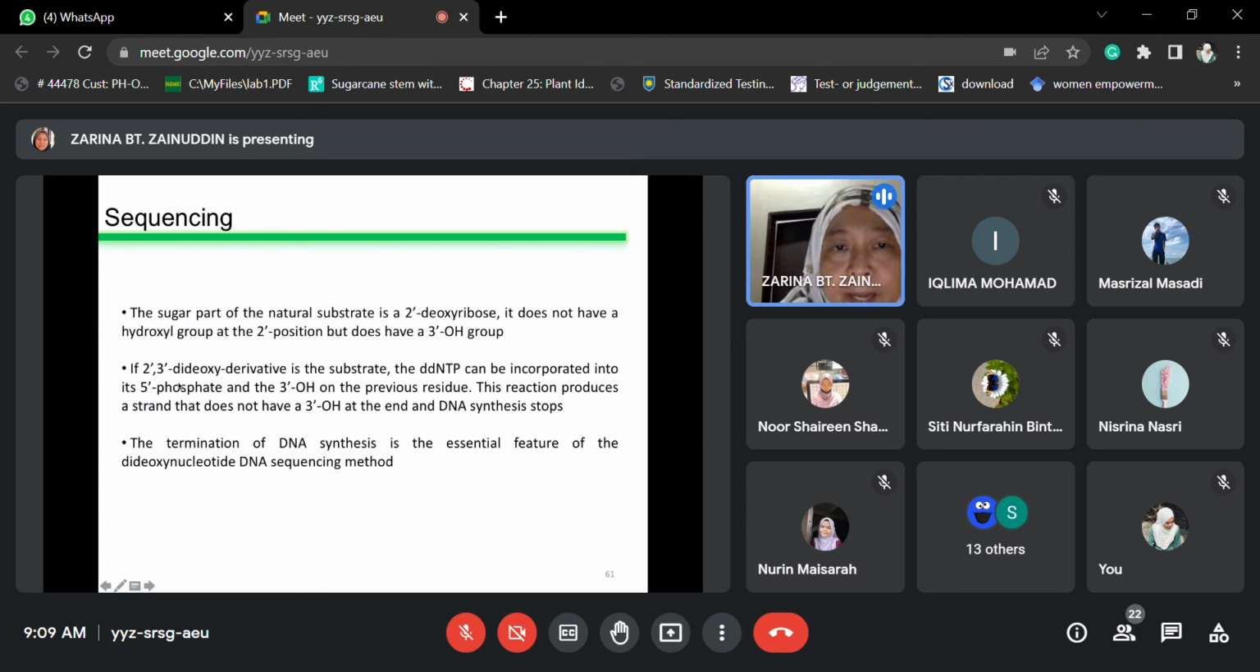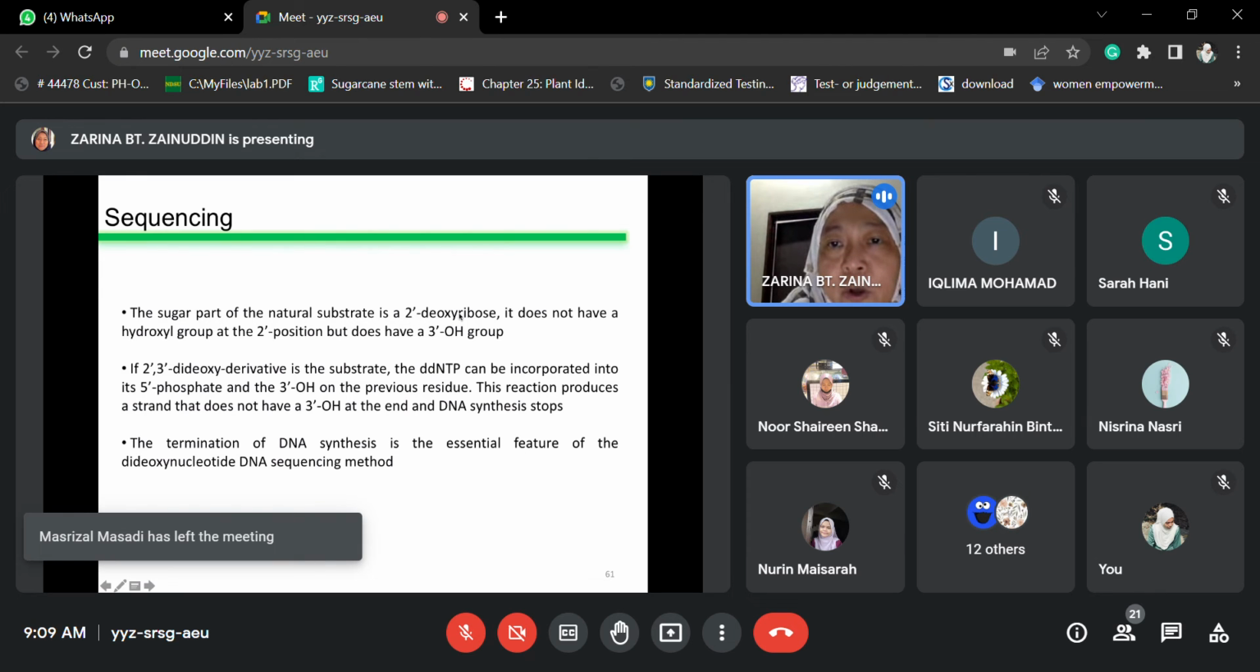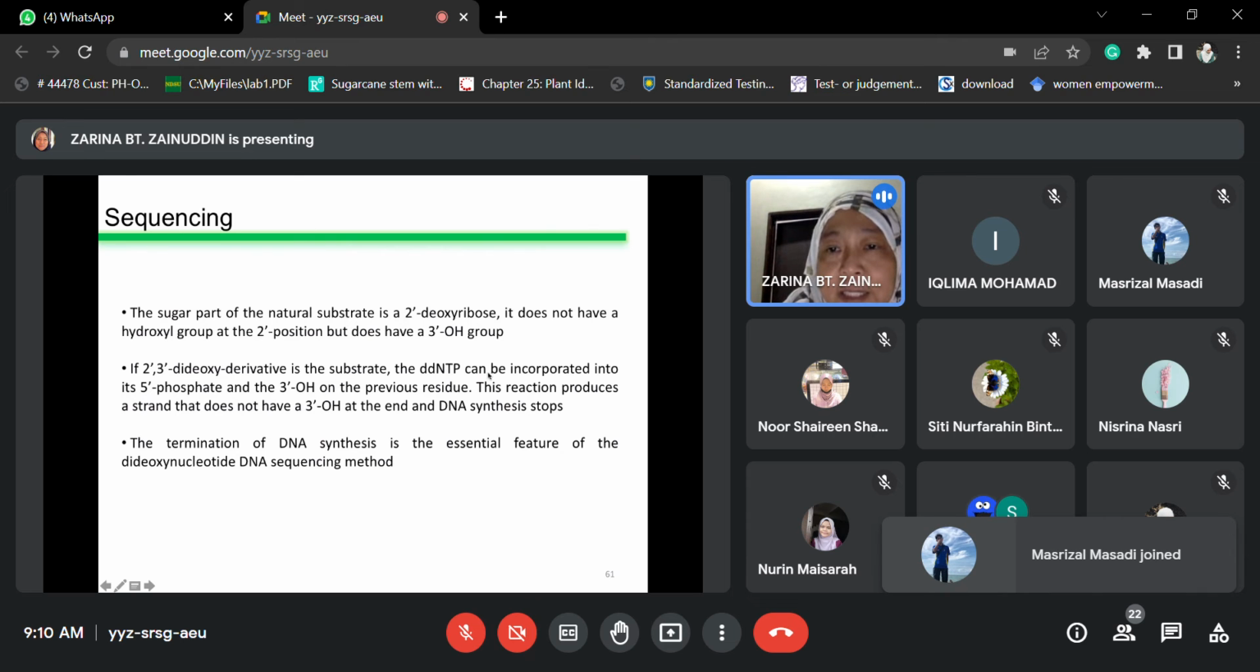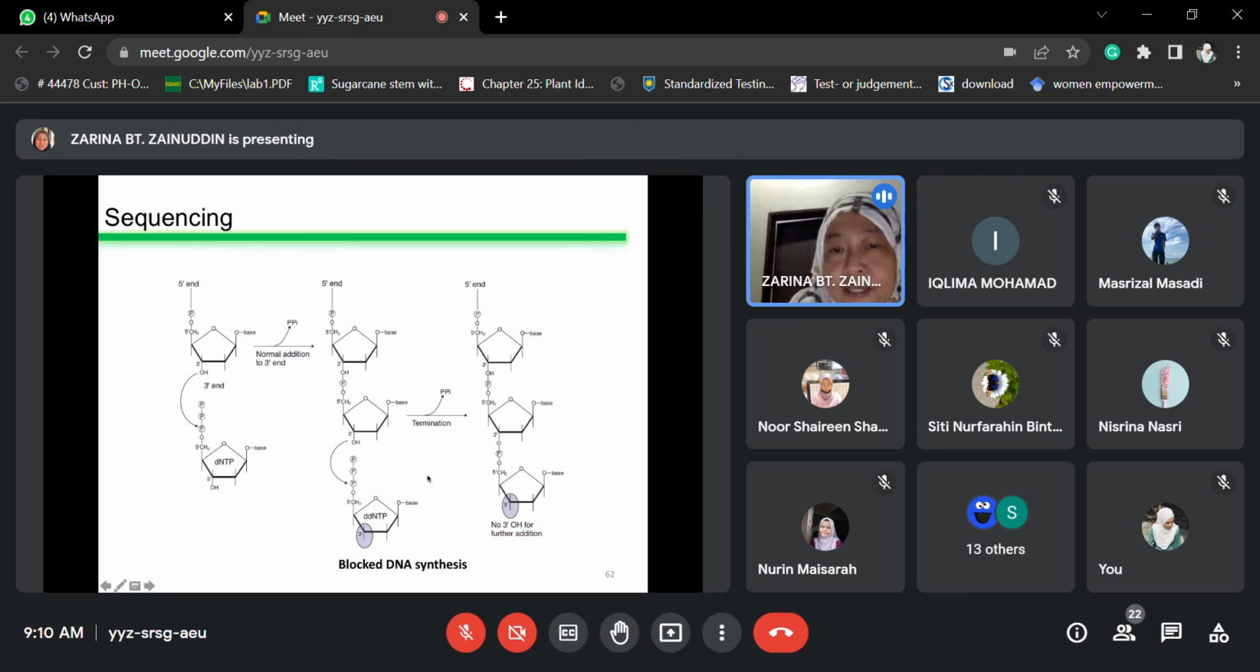The sugar part of the natural substrate is 2' deoxyribose. It does not have a hydroxyl group at the 2' position, but does have a 3' hydroxyl group. But if 2',3' dideoxy is the substrate, the ddNTP can be incorporated through its 5' phosphate and the 3' OH of the previous residue. This reaction will produce a strand that does not have a 3' hydroxyl at the 3' end, so it will terminate the DNA synthesis.